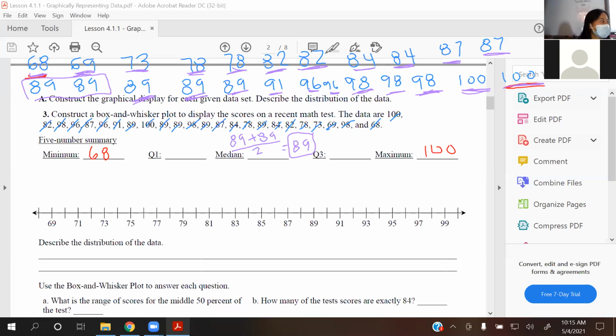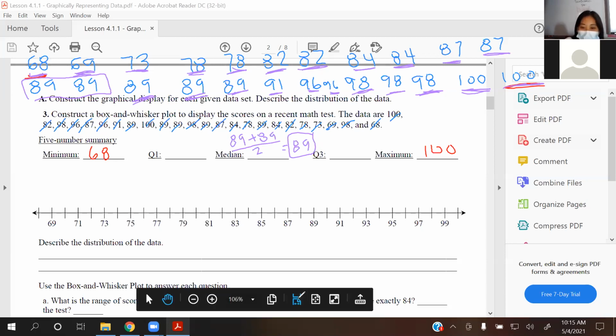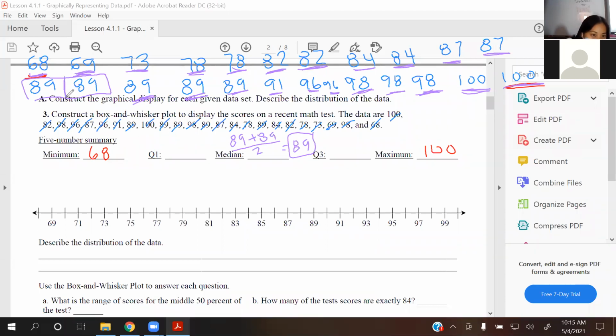Does that sound familiar from last year? Yeah, okay, thank goodness. If it doesn't, it's okay. We're learning it again as if it was new. So essentially the middle would be this line that I'm drawing here. It's the middle of these two numbers.